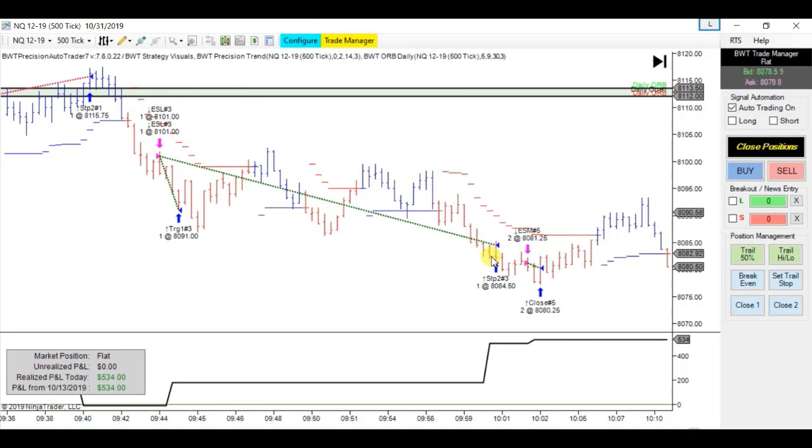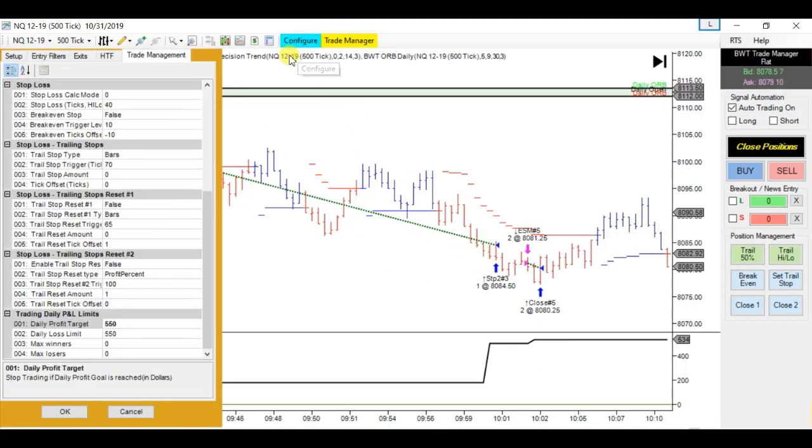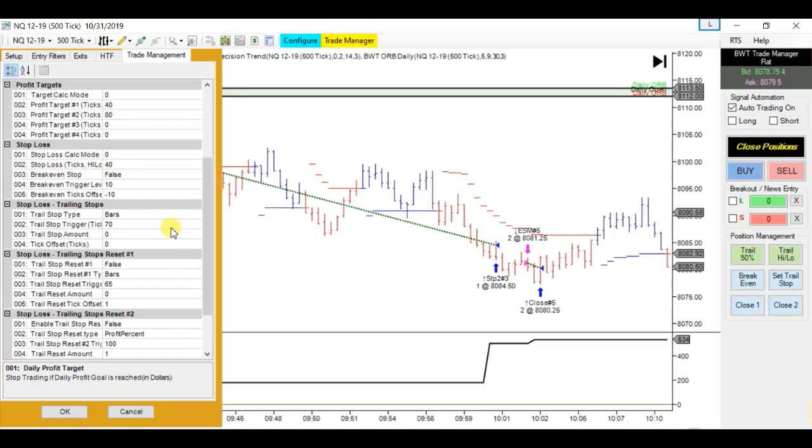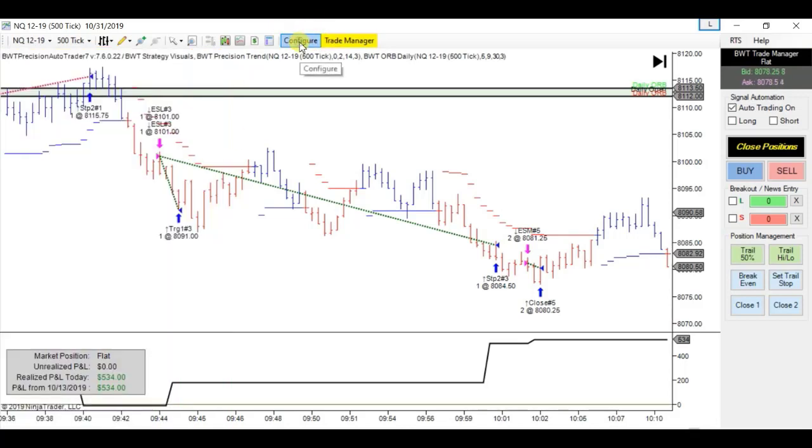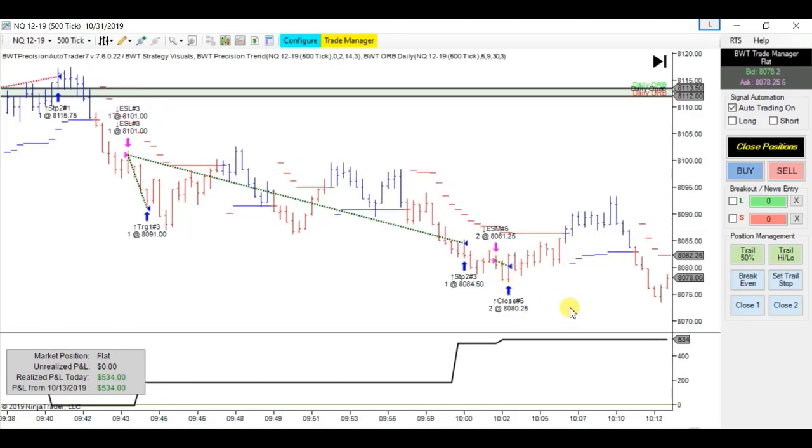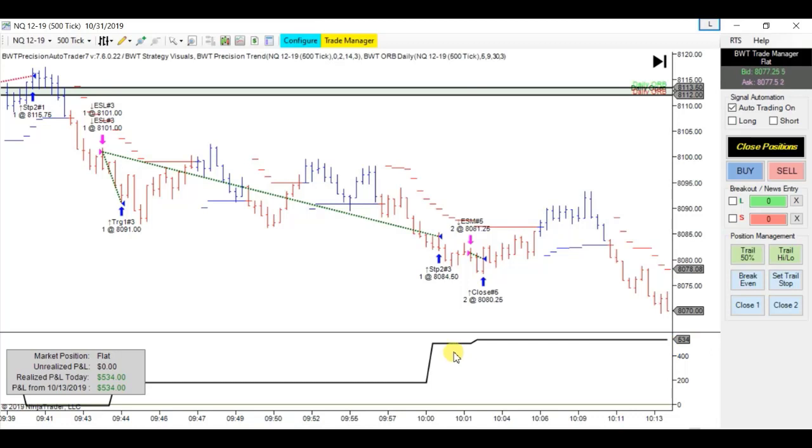The second half was out, looks like on a trail, because it has a 75, let's see here how we set up the trail. So it's by bars after 70 ticks. At 70 ticks, the trail stop kicks in and it trails by bars. As soon as the top of this bar was taken out, the short was covered. And then just a quick short over here to get me to 550 minus commissions. So that was one template that was running, and this is the one that I recorded.